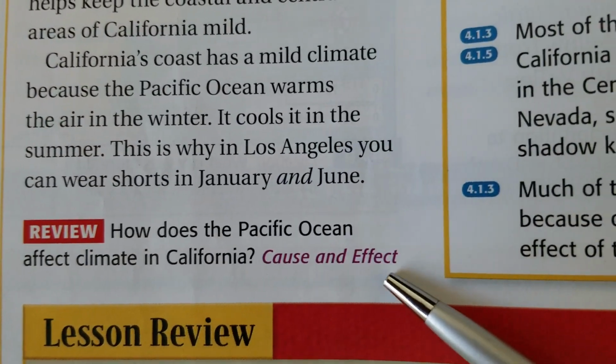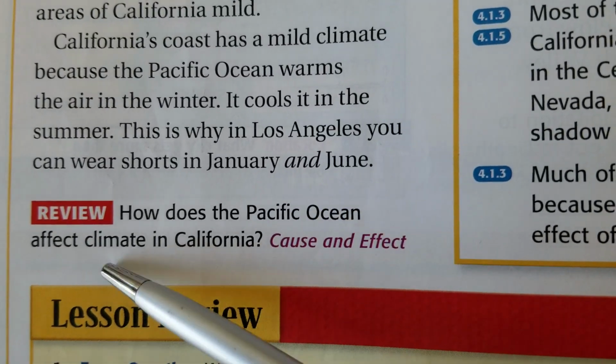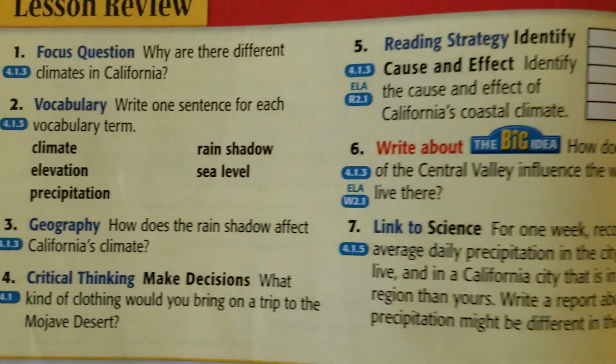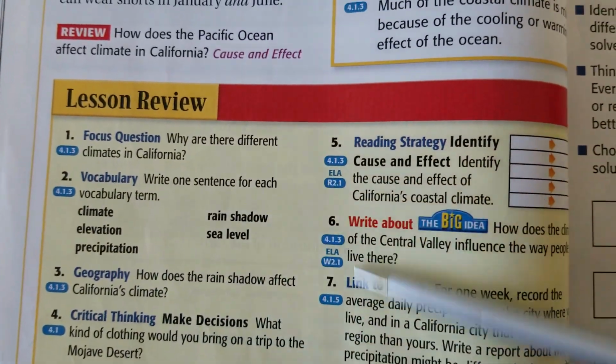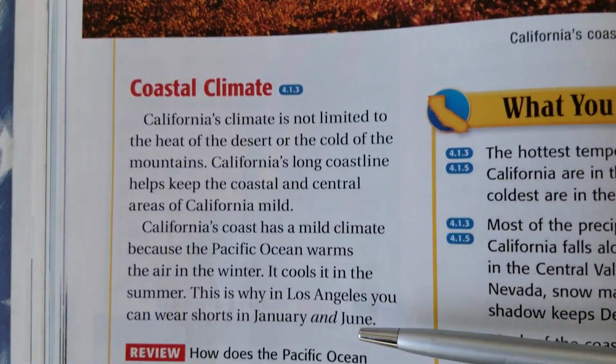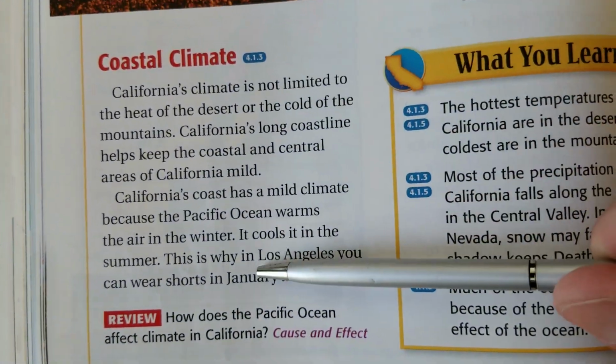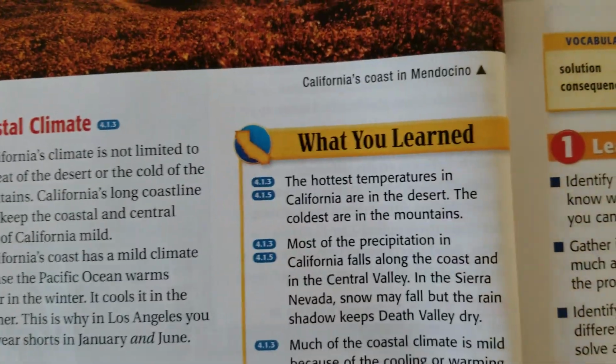So look, cause and effect again. How does the Pacific Ocean affect climate in California? Answers, go back to the text, figure it out. Boom, there's all the questions. Expectation is you do all this on your own, or actually not on your own, but we do it together as we read. Okay, another style of teaching.